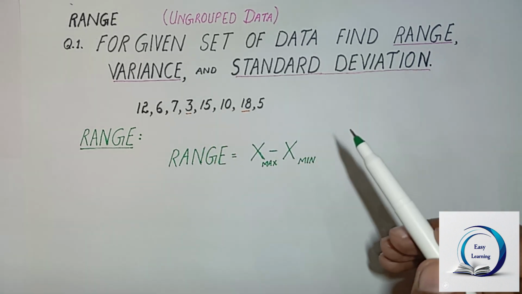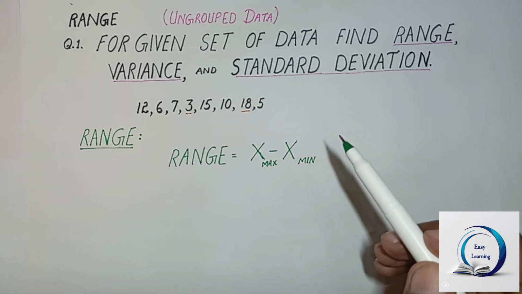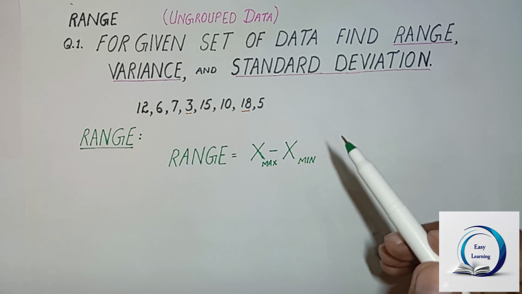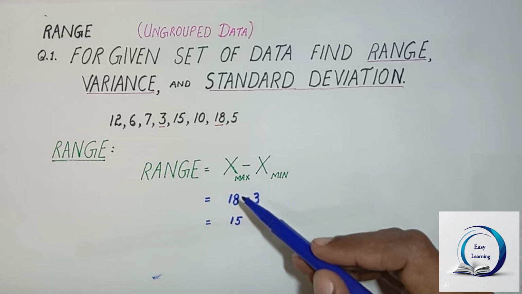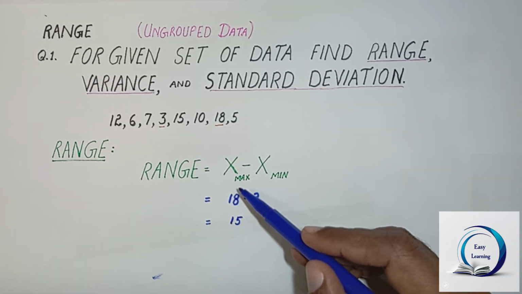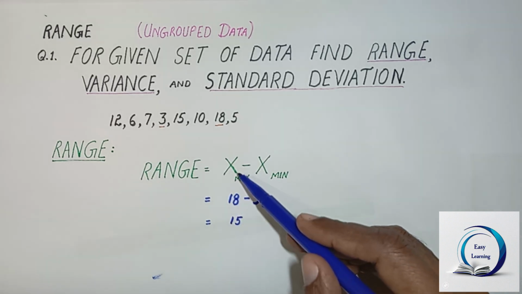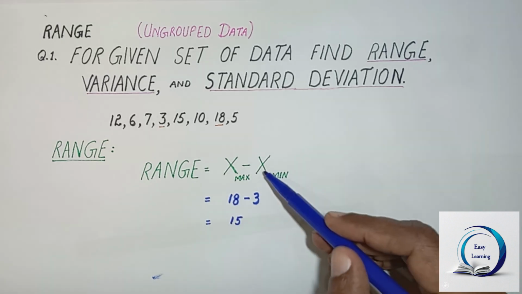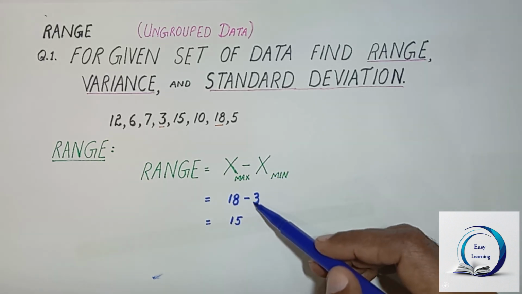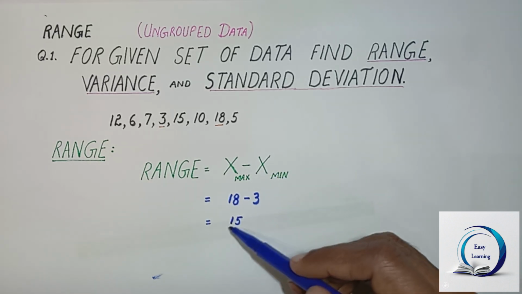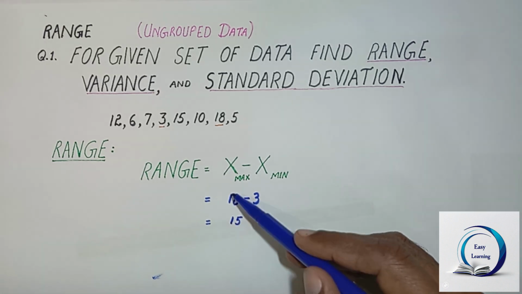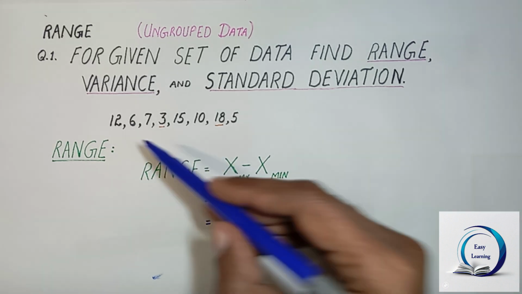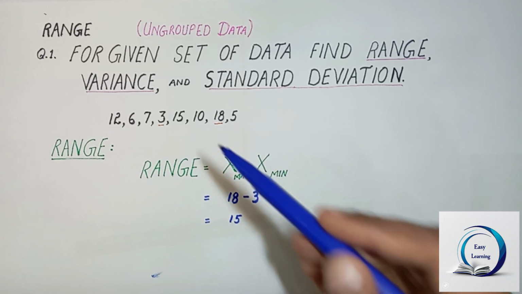By putting the values in this formula, we can calculate the range for this given set of data. X maximum 18 minus x minimum 3, we get 15. So 18 minus 3 is 15. 15 is the range of this ungrouped data.